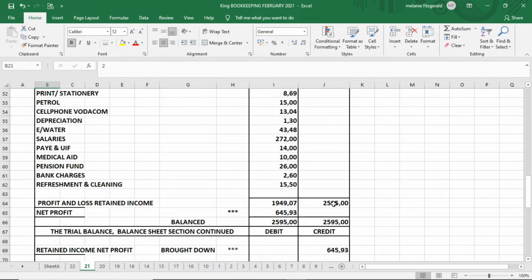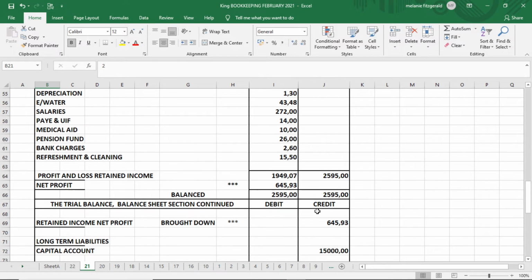If this side was smaller than that side, it would have been a loss because it would have been on the credit side. So this has to balance. That's why we work out what the net profit is. Okay, so the balance is $2,595.